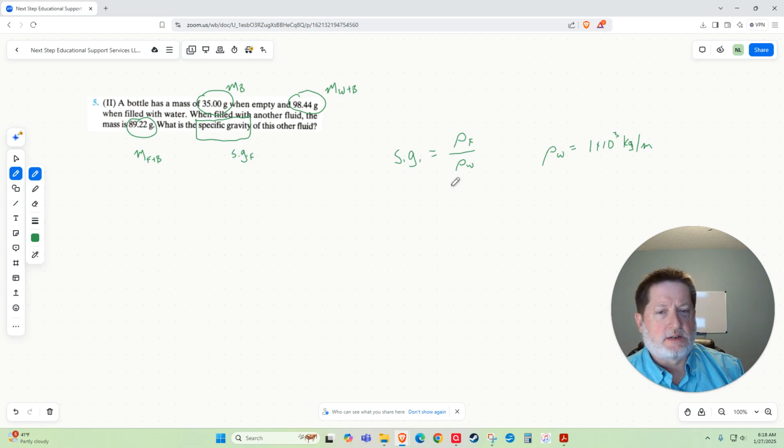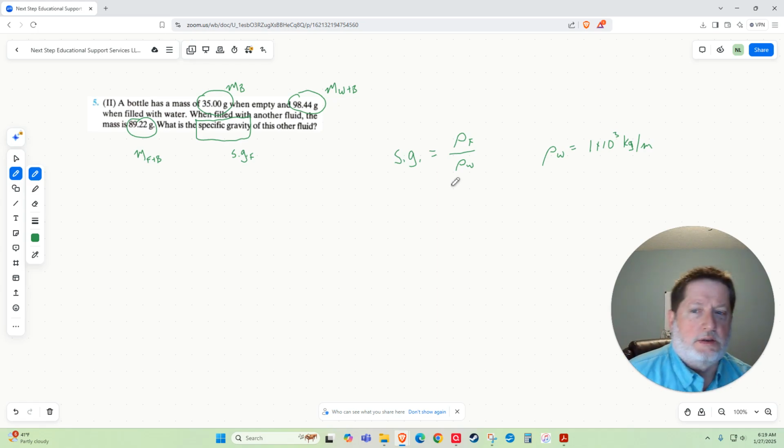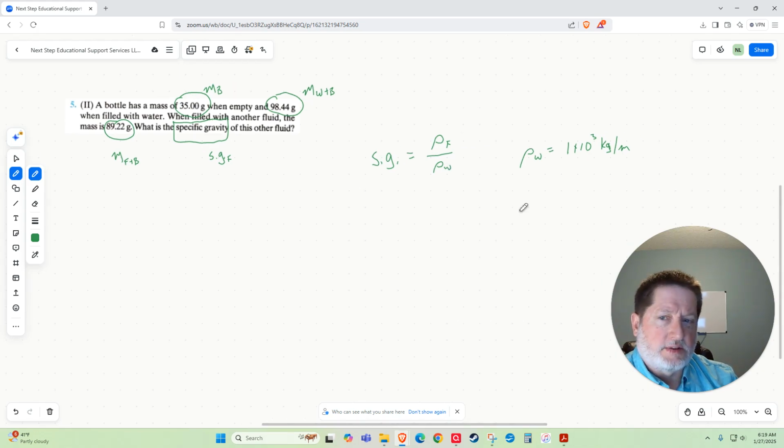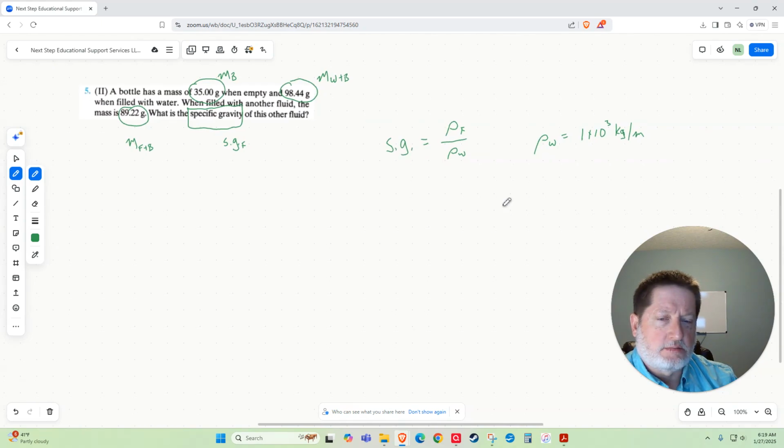Now, we don't know the density of our mystery fluid. We don't know the specific gravity. Obviously, that's what they're asking us for. So this could potentially become a problem, but you've been working with physics long enough at this point, you should know that oftentimes values will disappear and we don't really need them. We're going to take a look at this equation here.